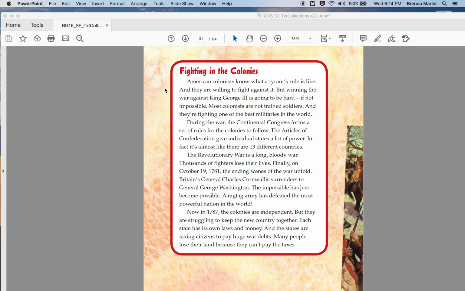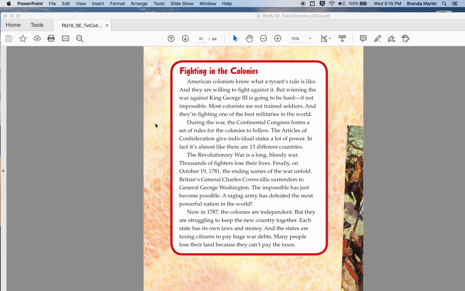Boy, this is going to be a tough war because in the colonies, we have people that have never really learned how to fight a war. During the war, the Continental Congress forms a set of rules for the colonies to follow. The Articles of Confederation give individual states a lot of power. In fact, it's almost like there are 13 different countries at this point.